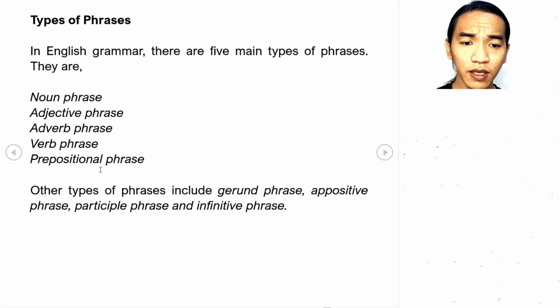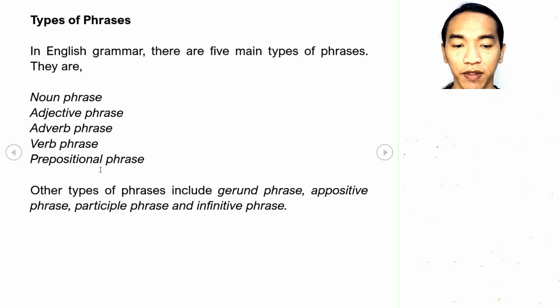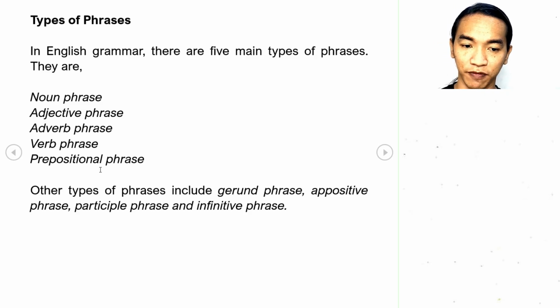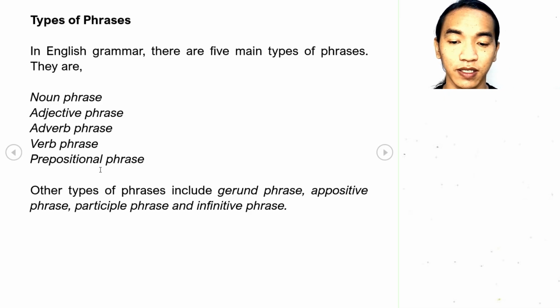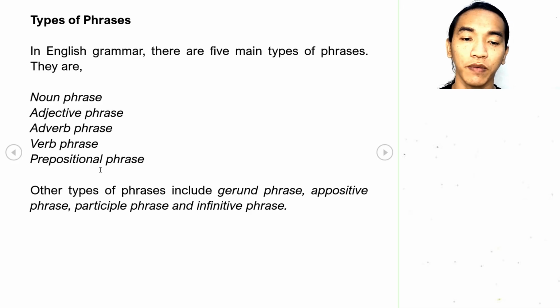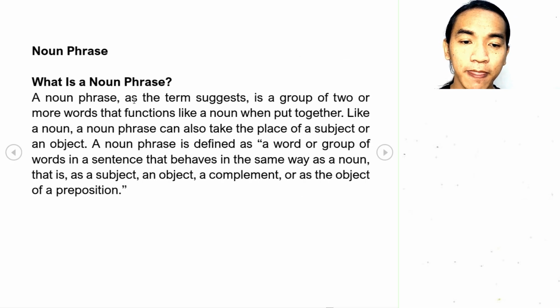Now, there are different types of phrases in the English grammar. So, in fact, we have identified five main types of phrases, and we also have some other types. So, the five main types that we have here are noun phrase, adjective phrase, adverb phrase, verb phrase, and prepositional phrase. Now, the other types of phrases include gerund phrase, appositive phrase, participle phrase, and infinitive phrases, which we will be discussing on our next videos. Okay?